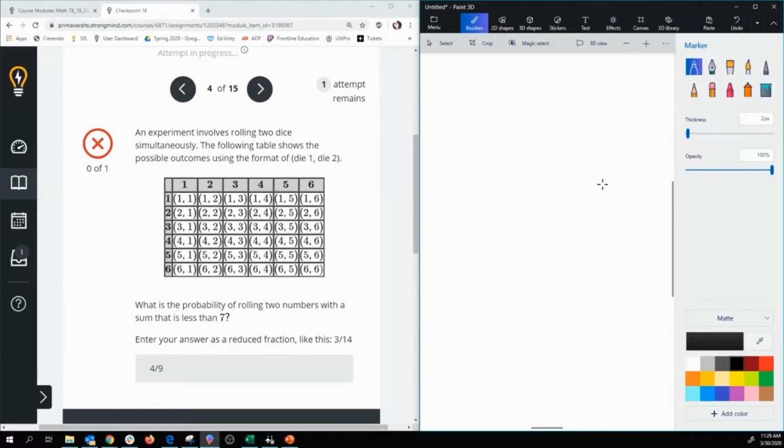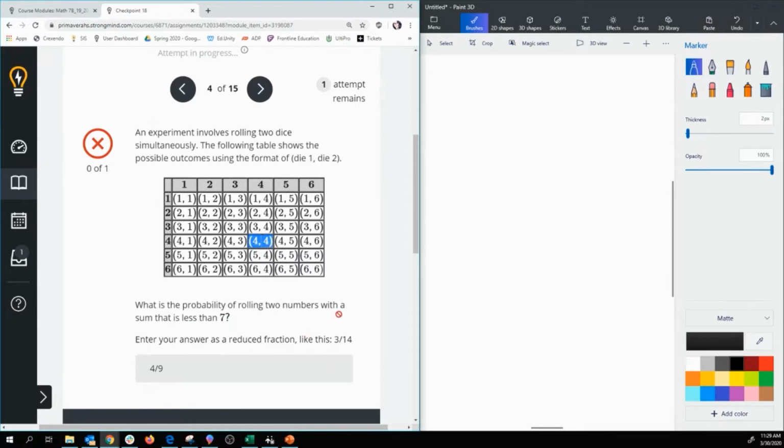Naira, have you also been able to find it? Perfect. Awesome. All right. So the question is saying, what's the probability of rolling 2 numbers with the sum that is less than 7? So what these ordered pairs represent is like this first one, 1 comma 1. That's saying the first time I rolled this dice, I rolled a 1. And the second time I rolled this dice, I got a 1. If I look at this one right here, 4 comma 4, the first time I rolled my dice, I got a 4. The second time I rolled my dice, I got a 4.